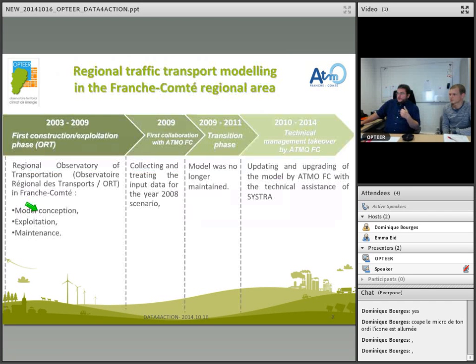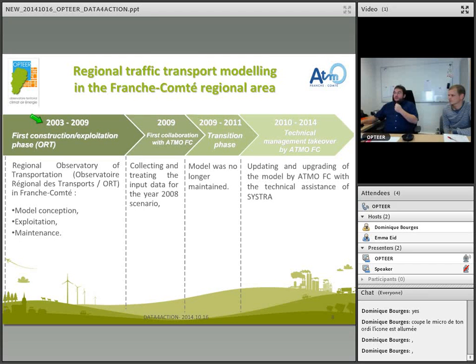So just to tell you a little bit about the model, it began in 2003. The Regional Council of Franche-Comté and the local authorities representing the state for traffic management at that time decided to create a regional observatory of transportation and to build a model to provide a better insight into the road traffic for the management in the local area. So they did all the conception, the first part of exploiting the model and maintaining it, and it was working quite well for 6 years.